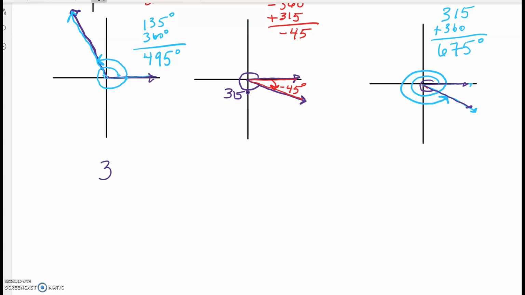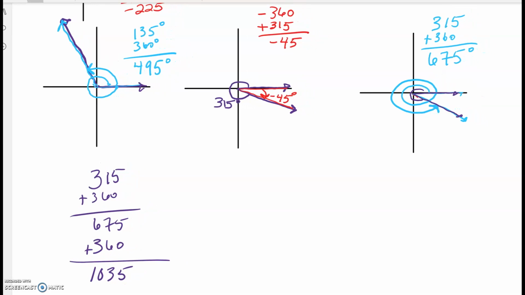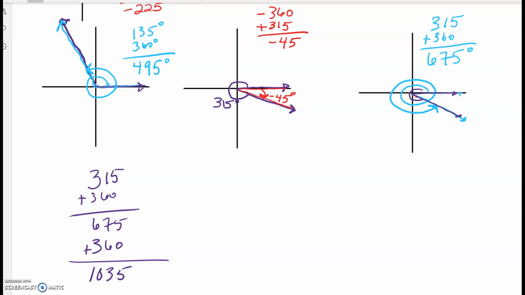So we could start with 315. We could add 360 and we get 675. We could add another 360, twist it another time around, and we end up with 1,035, and we can just keep going on and on and on. And so same thing with subtracting coterminal angles. Let's see how we would write this.